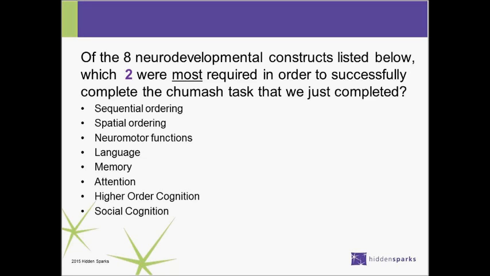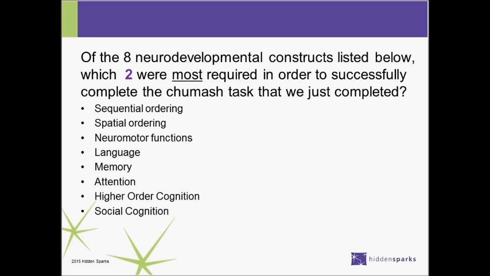Okay, very good. So we've got a number of responses here, and we see here language and higher order cognition, language and neuromotor, language and neuromotor, language and neuromotor, language and attention, language and attention, language and sequential ordering. Okay, so there always will be, and there forever will be, disagreements about exactly which ones would be most necessary in order to be able to complete the task.